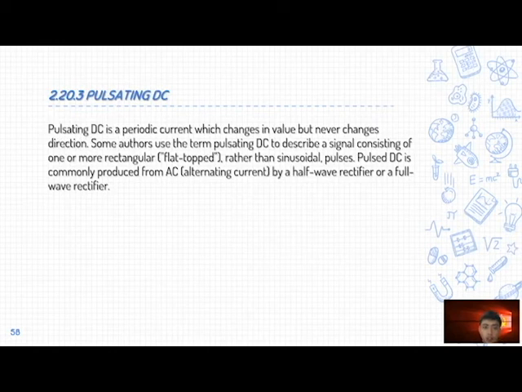Pulsating DC is a periodic current with a change in value but never a change in direction. Some authors use the term pulsating DC to describe a signal consisting of one or more rectangular rather than sinusoidal pulses. Pulsating DC is commonly produced from AC, alternating current, by a half-wave rectifier or a full-wave rectifier.